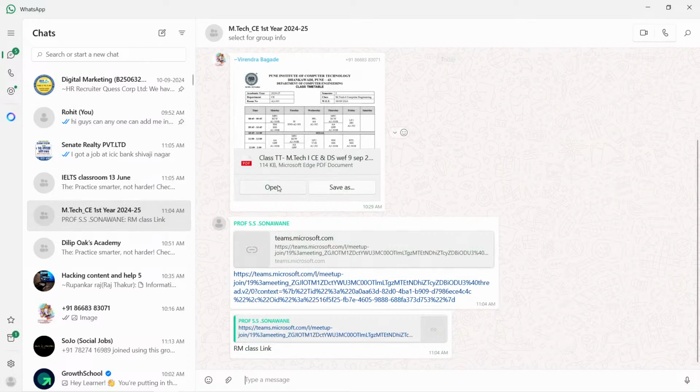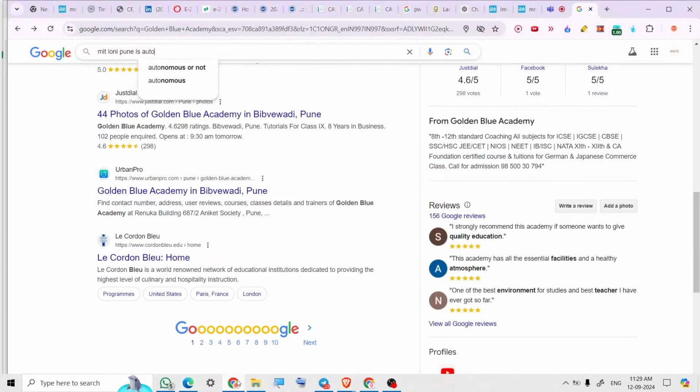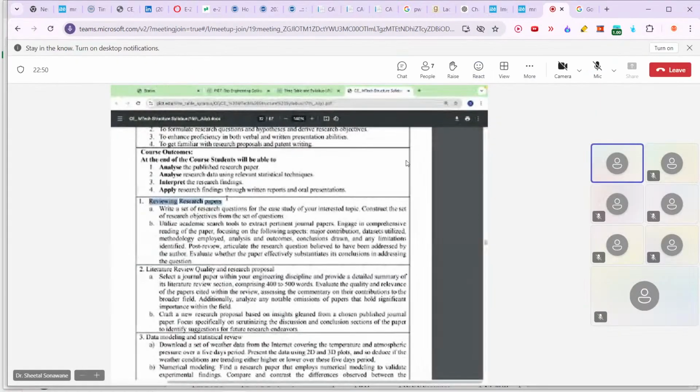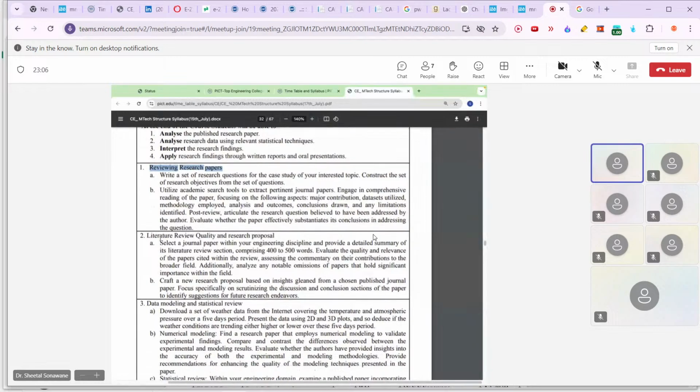So the first assignment is reviewing a research paper, which is, just take one research paper and review it. What is the major research question which is addressed in the paper and all. So this is in line with your first unit. The second one is research literature review, quality, and research proposal. Here also, it is completely given in the problem statement itself what you are supposed to do. I will tell you what are the relevant tools to use to find out the quality of literature review.